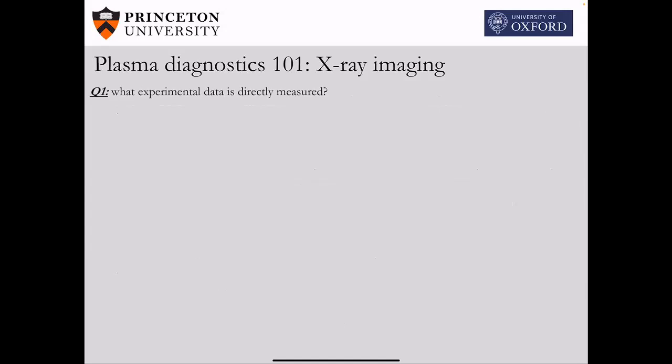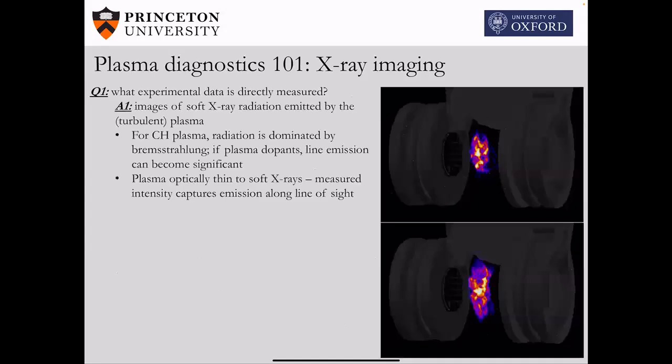The first of these is X-ray imaging, which is probably the simplest conceptually. The experimental data, 2 examples of which I'm showing here, are simply images of soft X-ray radiation emitted by the turbulent plasma. For some of our experiments where we're using just a CH plasma, this radiation is dominated by Bremsstrahlung. In other experiments, dopants were used, and in those cases, the line emission can be significant.